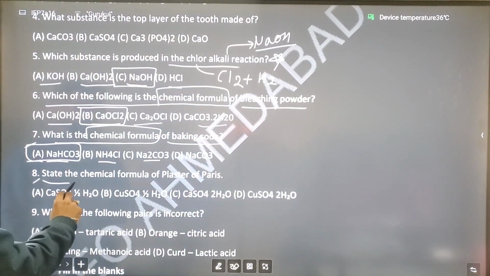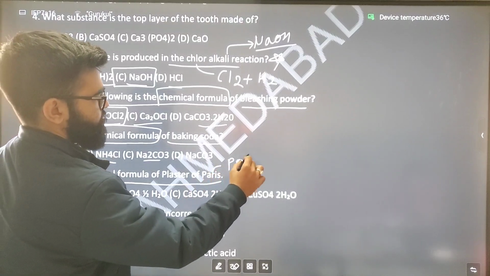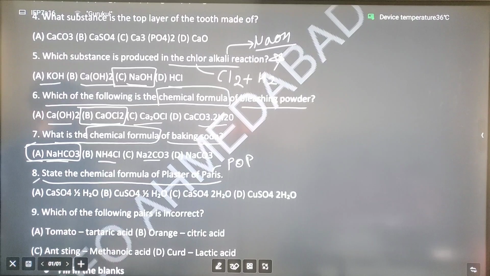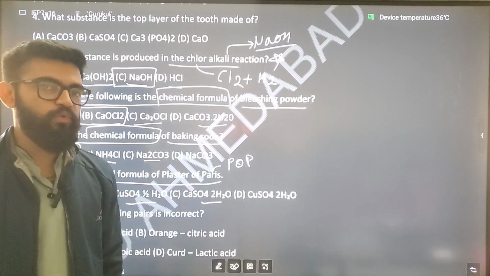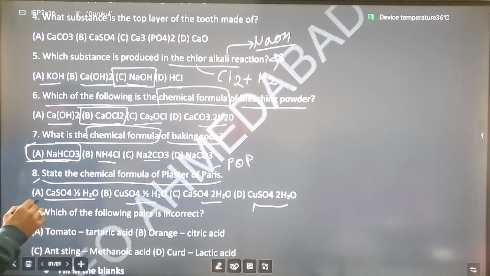Number 8, state the chemical formula of plaster of Paris, POP. Do you know the answer, students sitting here? Chemical formula of POP: CaSO4 into 1/2 H2O, CuSO4 into 1/2 H2O, CaSO4 into 2H2O or CuSO4 into 2H2O. The answer is A, CaSO4 into 1/2 H2O.